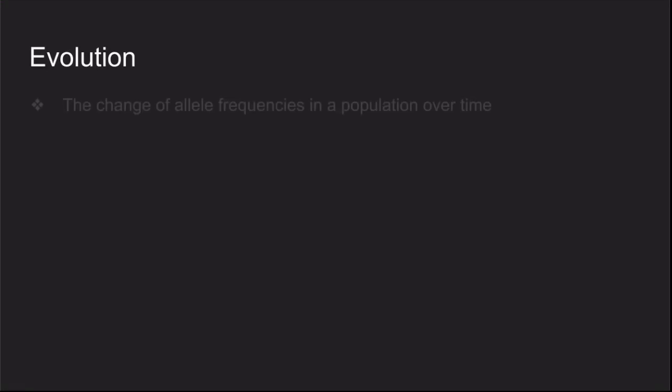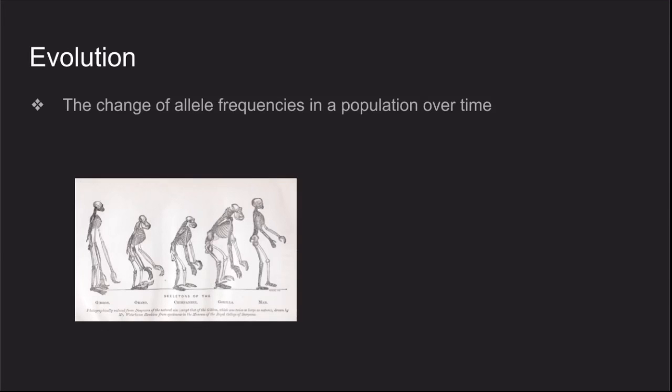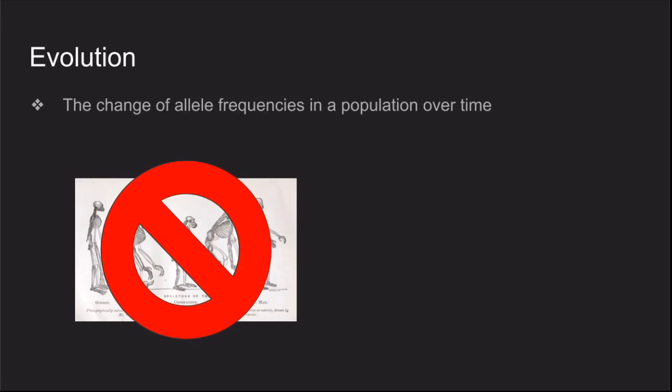Evolution is the change of allele frequencies in a population over time. The allele frequency in one generation may be different from its parent generation. Changes over many generations may result in a completely different species. This explains, for example, how humans evolved from apes. But evolution isn't linear. It doesn't move straight up from one step to another.